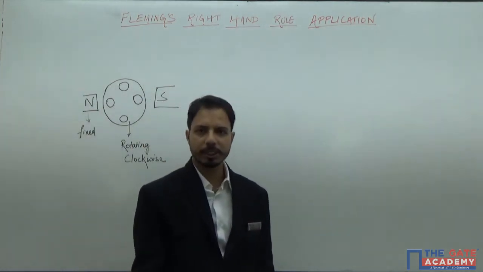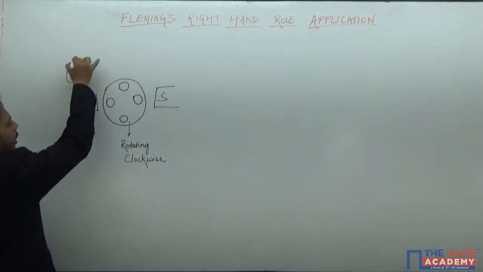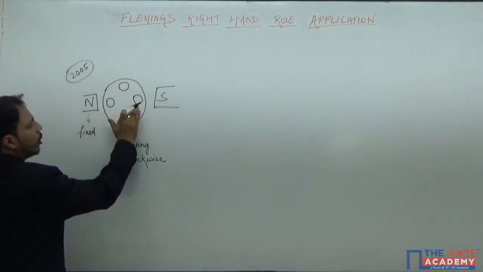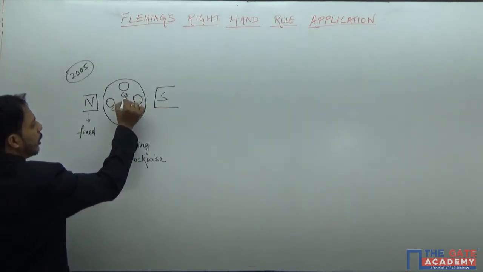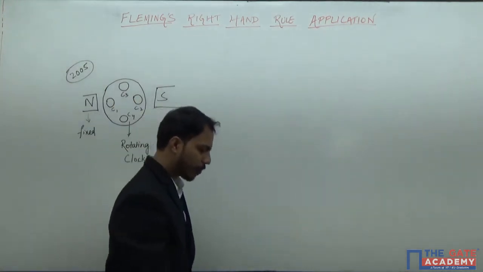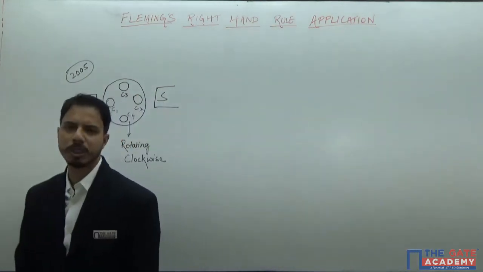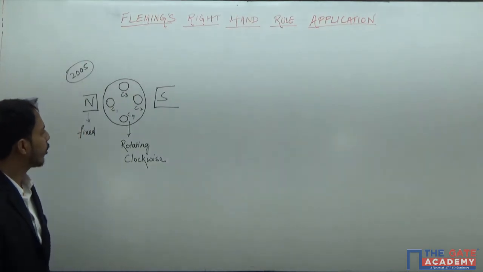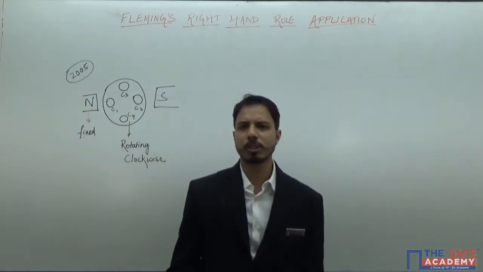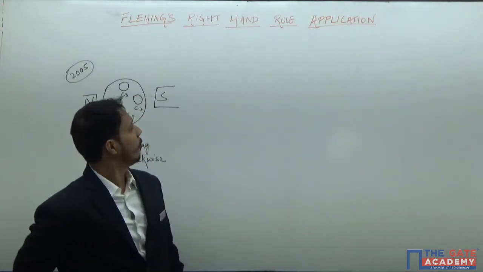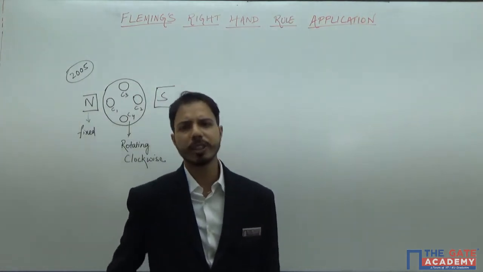This was a question asked in GATE in 2005, and they asked what is the direction of the induced EMF in the conductors C1, C2, C3, C4. Now let us learn how to analyze these types of problems. One technique to find the induced EMF is by applying Fleming's Right Hand Rule. Definitely there are other techniques also, but this is the best technique.